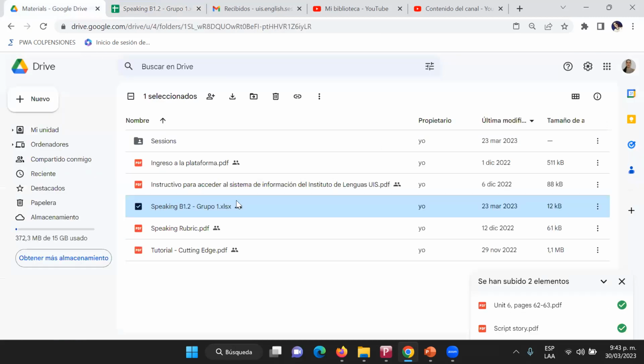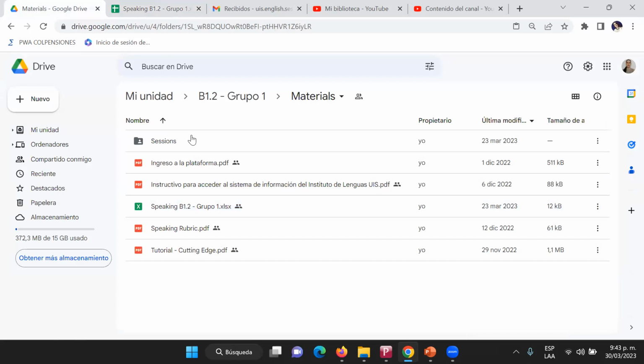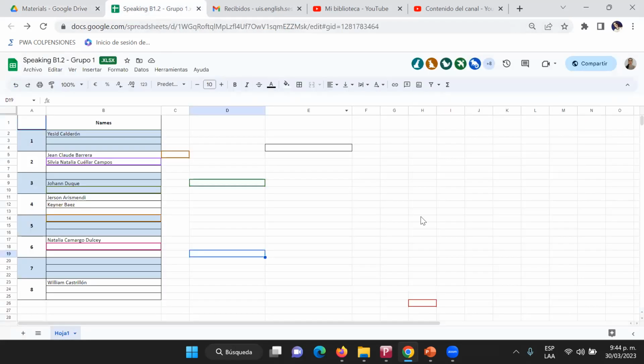Remember, guys, I'm taking the link that is already in the section of materials. Also, remember that in this same folder, you have the rubric. I know that you already know it almost by heart, but just in case, if you want to check it one more time. Okay, guys, questions? No, teacher.